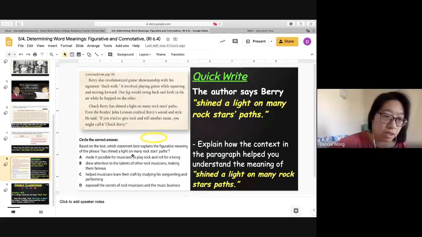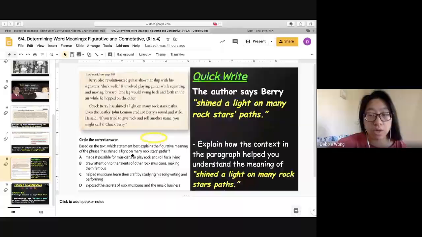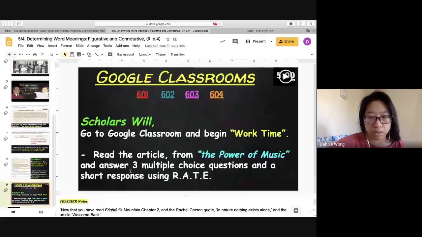All right, so now what you're going to do is you're going to go to Google Classroom. You're going to begin working on the work time, read the article, The Power of Music, and answer the 3 multiple choice questions.